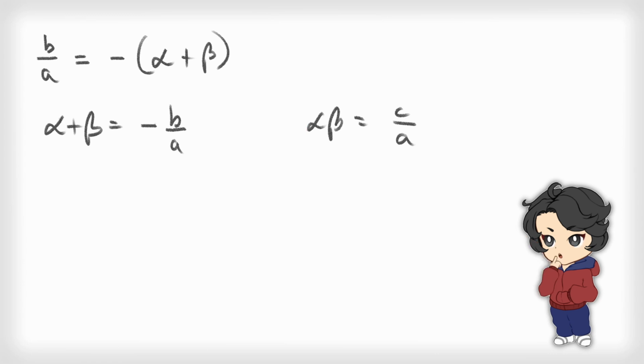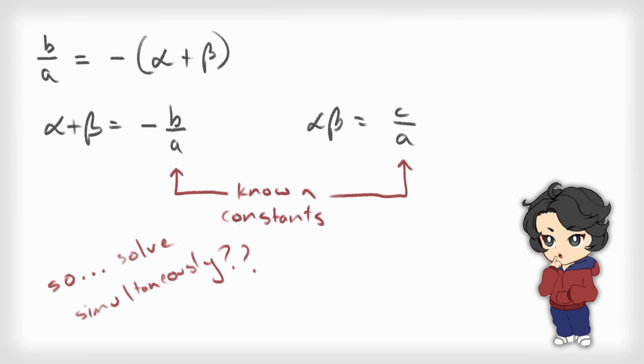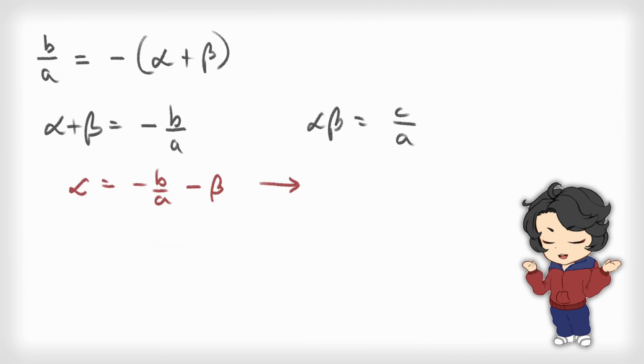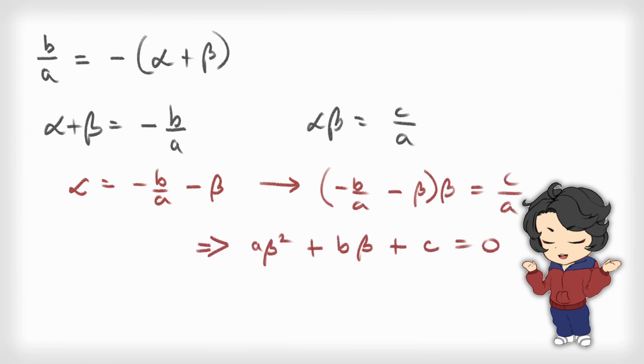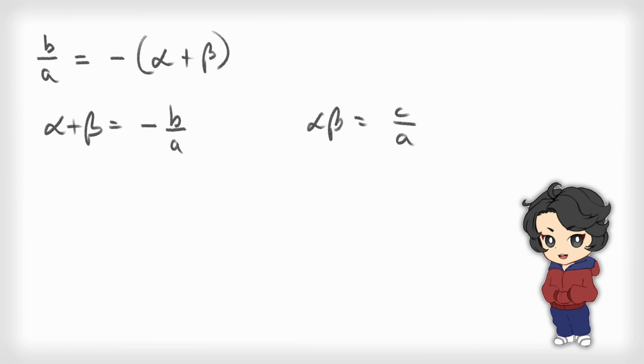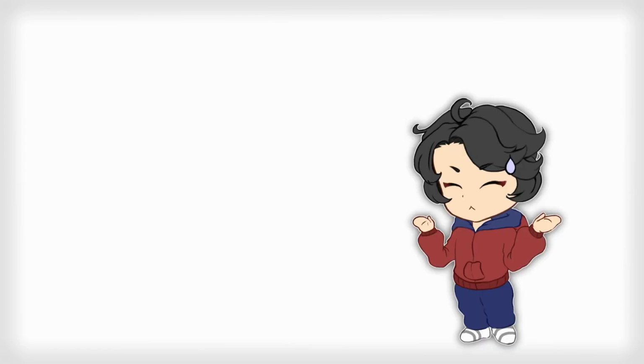Now hold on a second. You might be tempted to solve these two equations simultaneously to figure out some kind of generalized solution to the roots. But no, actually, if you do try to solve this, you'll actually end up with the same polynomial, just in terms of beta instead. So no, tough luck, you can't solve this. So now what?